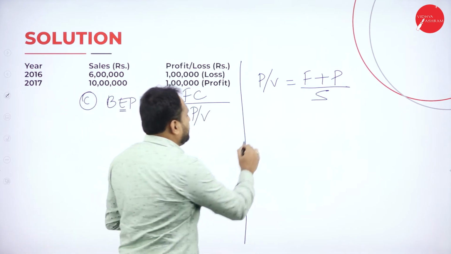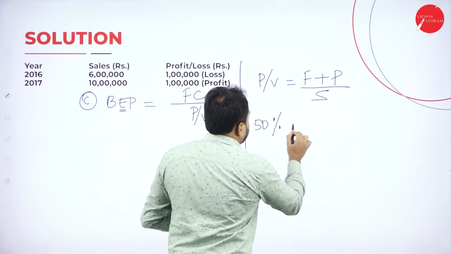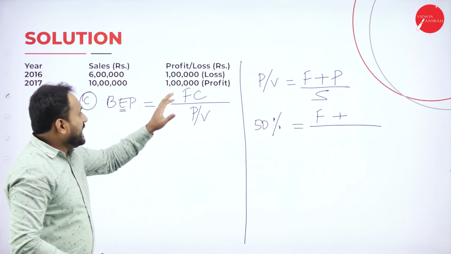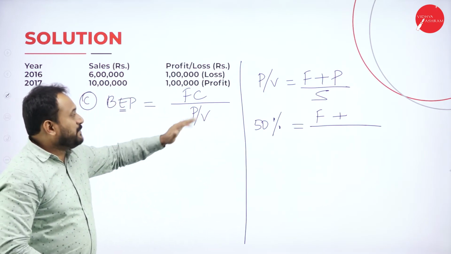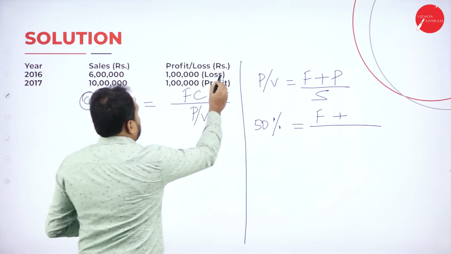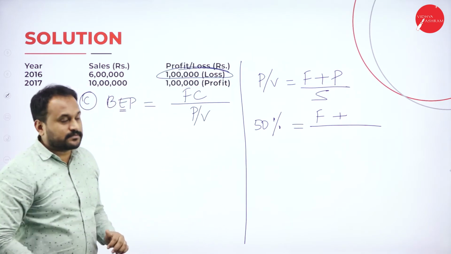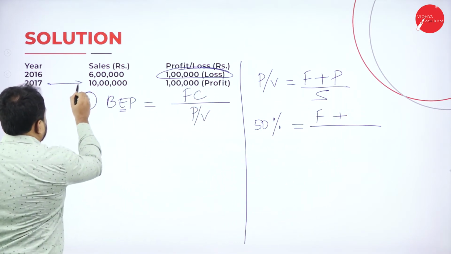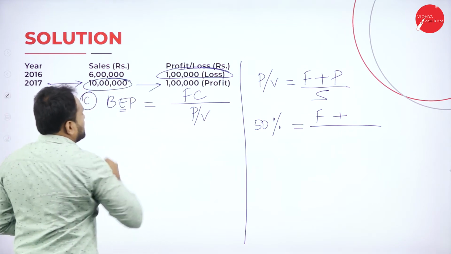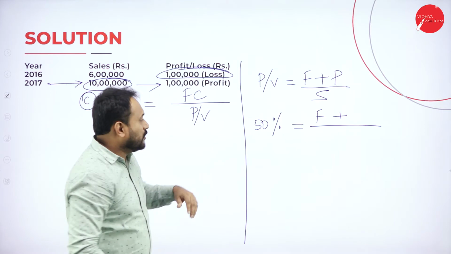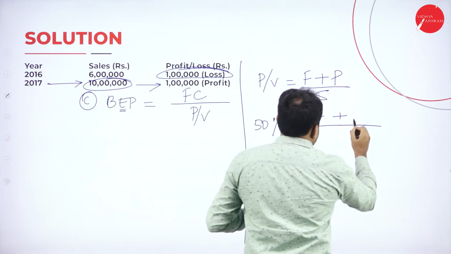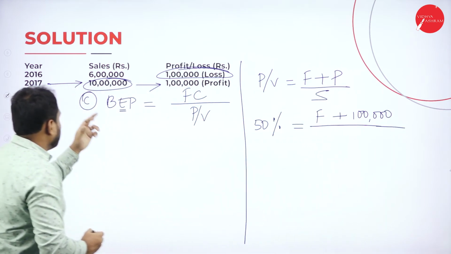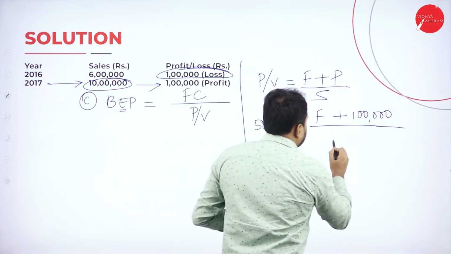So PV is how much? 50%. PV is how much? 50% is equal to fixed cost, we don't know, plus, now understand, any year's profit you take, the same year's sales you are supposed to take. Now we know that this is the year we have loss, so we'll not go with the loss. So we'll go with which year? That is 2017, this sales, and 2017 profit is 1 lakh. So we'll go with this. Profit is how much here? 1 lakh. So we'll not go with the loss here, we'll go with the profit here. And the sales is how much? 10 lakh rupees. So we'll write here 10 lakh.